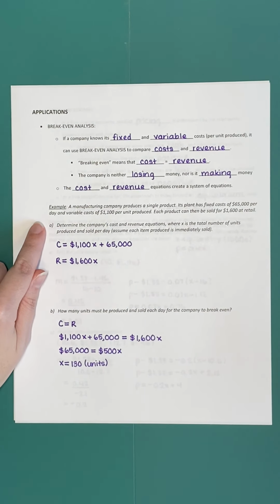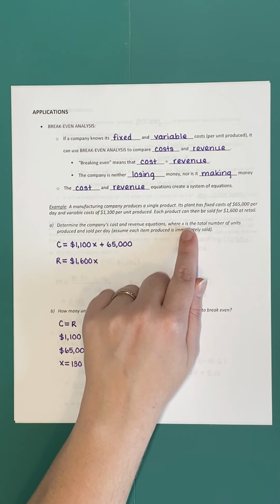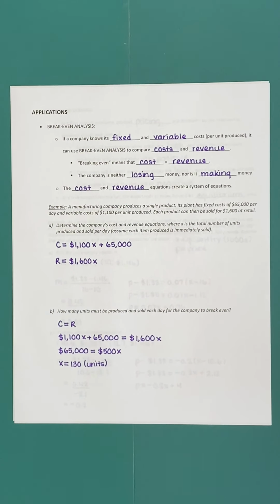So first thing we want to do, let's write the cost and revenue equations, and we're going to let our variable X be the total number of units produced and sold per day. Now we have to again assume that every item produced is immediately sold. We can't have a surplus. So cost, we produce something and we have a cost for production. Every time we produce something, we immediately sell it. So nothing's left on the shelf at the end of the day. That's kind of how we can think of it.